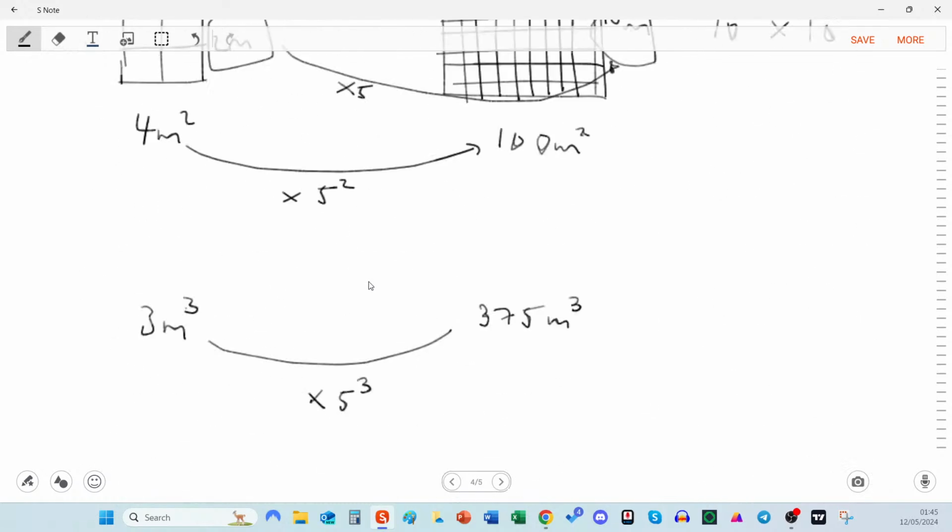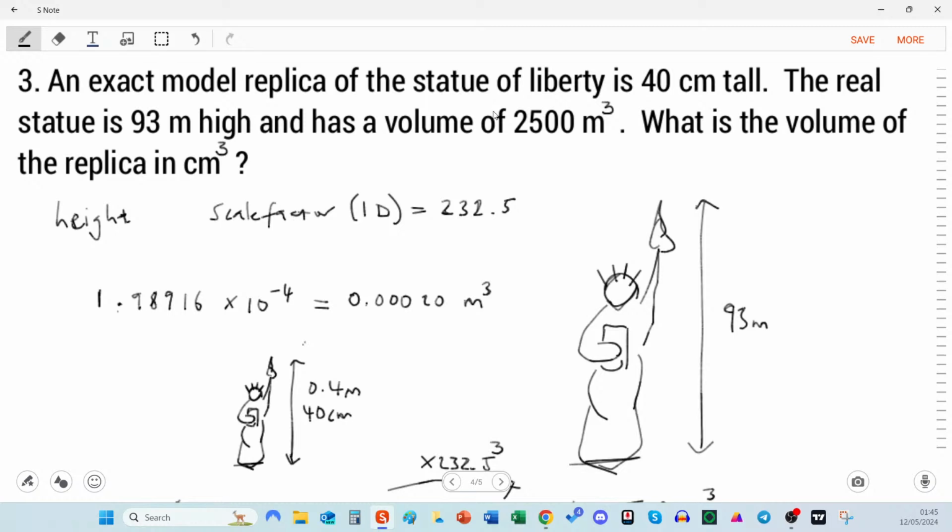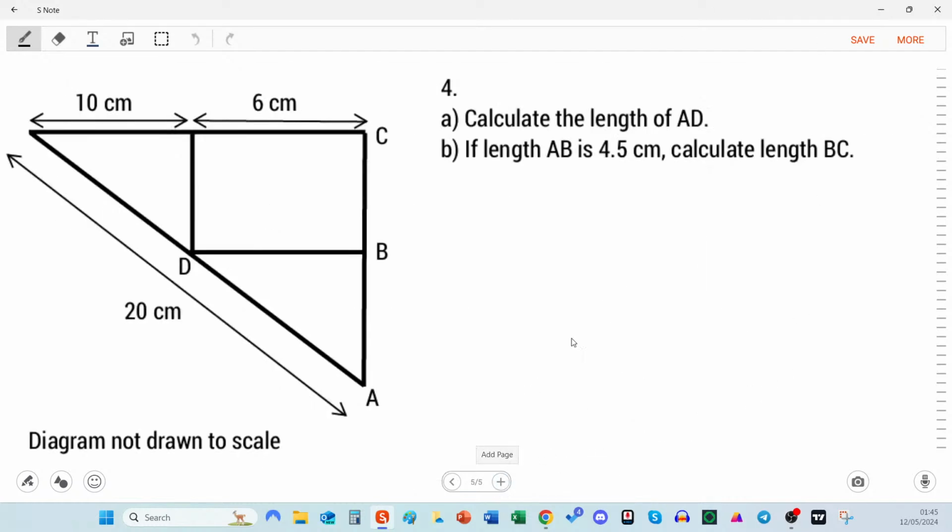Okay, so there's a whole lesson, and it's a really fascinating relationship between the scale factor and different dimensions as we go up. All right, next one, and last one. We have calculate the length of AD. Diagram not drawn to scale. Well, I bet it isn't. I know it isn't. It was tough to draw it, so I just said not to scale. We're good. Because how can 6 look like that when 10 looks like that?